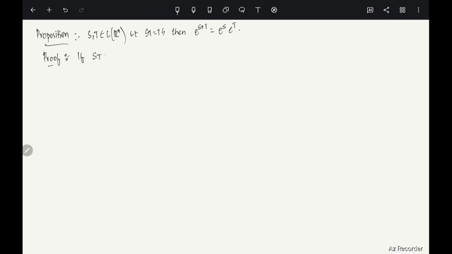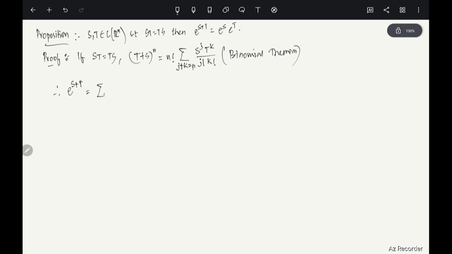See, if ST equals TS, then one can write (S plus T) whole power n is nothing but n factorial, summation j plus k equals n, S power j T power k by j factorial k factorial. This is just the binomial theorem, nothing special. Right. Therefore, e power S plus T, if you just write it down, will be nothing but summation n equals 0 to infinity, summation j plus k equals n, S power j T power k by j factorial k factorial.